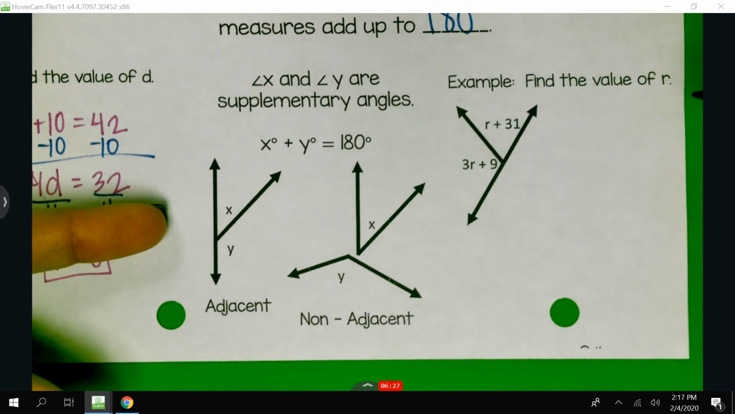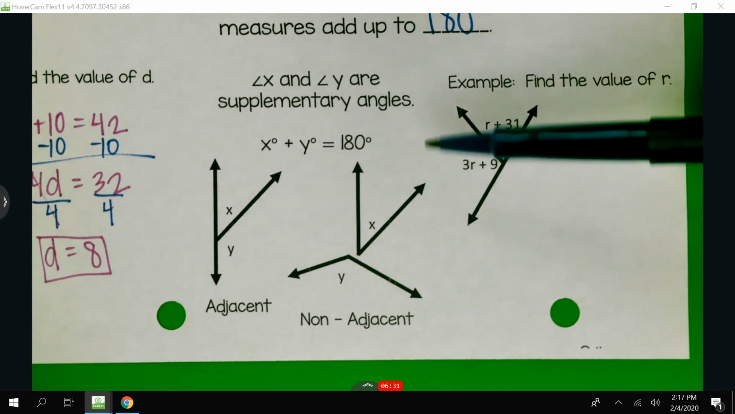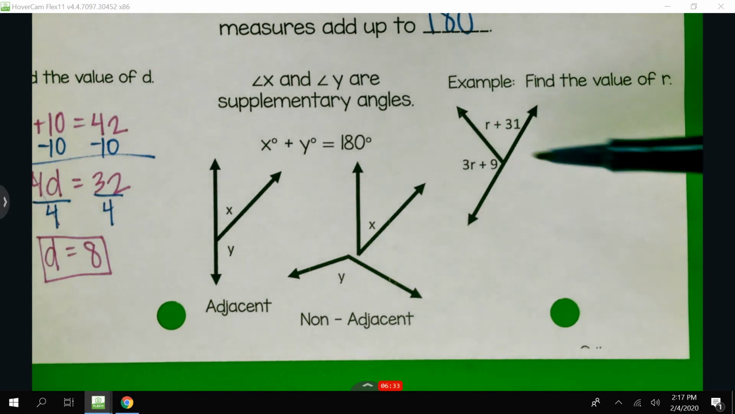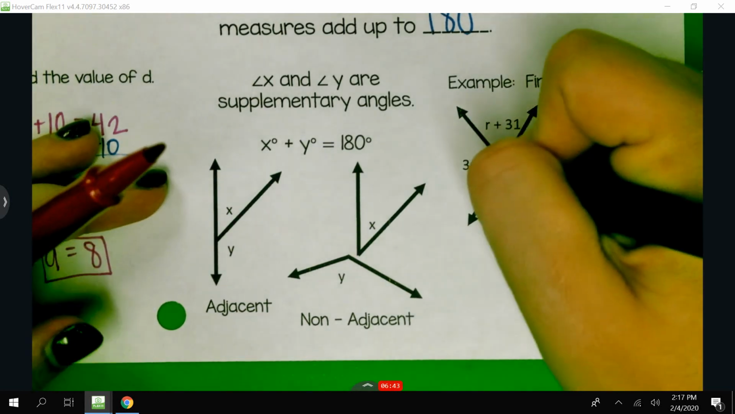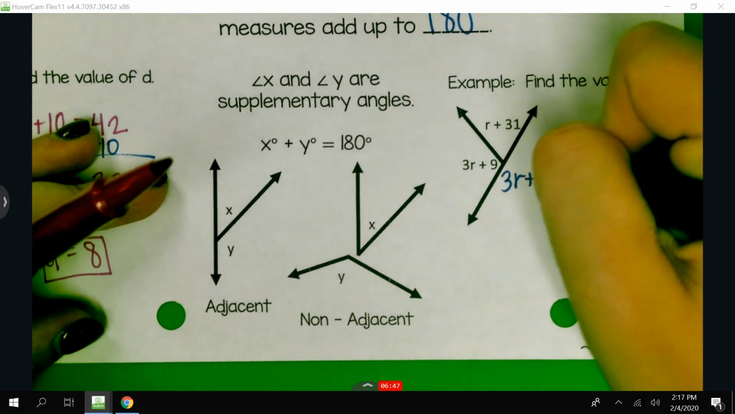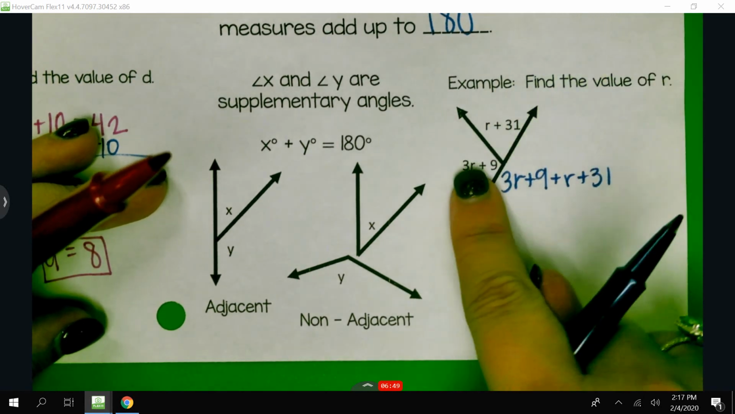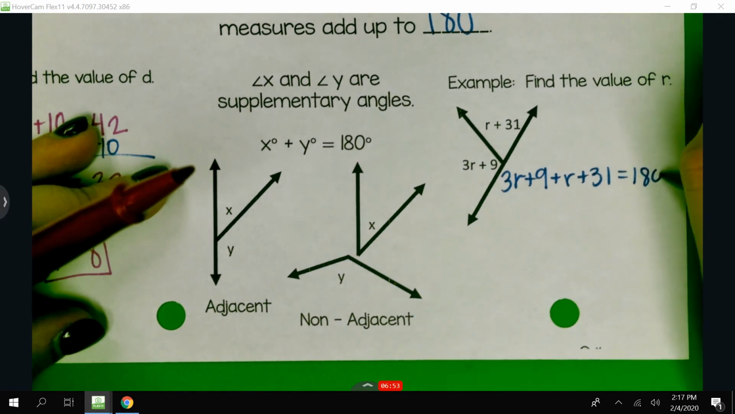Here I've got an example where they want me to find what r is. So I've got 3r plus 9 and r plus 31. So what type of equation could I set up to solve for r? Add them together and then equals 180. So you have 3r plus 9 plus r plus 31. So you're taking both angles and adding them together and setting them equal to 180.